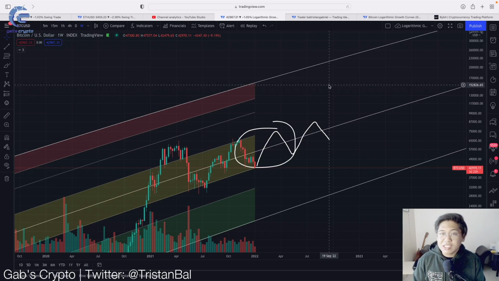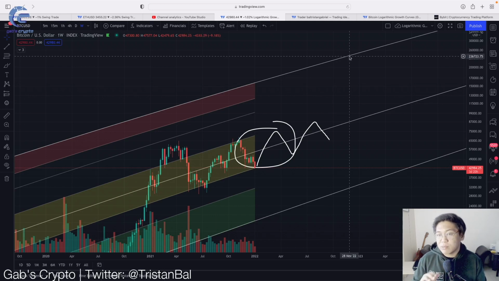So napapansin nyo guys, time is on our side. The more we delay the bull market, the more our market cycle top increases, the more our market cycle bottom increases din. So as you can see, time is on our side talaga, and patience is the name of the game dito sa ating Bitcoin market.